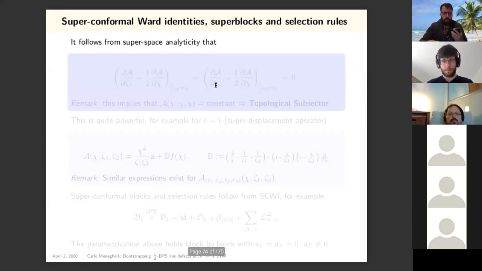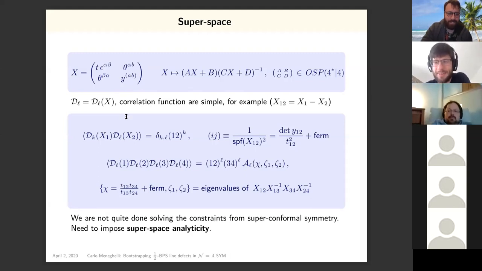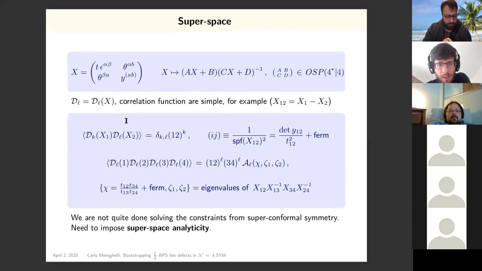Sorry, I missed: why do you have three eigenvalues? That's a good question, of course. The reason is that the matrix X12 X13 inverse X34 X24 inverse is not a generic matrix, because X starts its life as a graded antisymmetric matrix. Imagine that you set the fermions to zero in X: you have just a product of the epsilon tensor, and when you do the operation here, the eigenvalues come in pairs. Exactly. That's the short answer, yes.